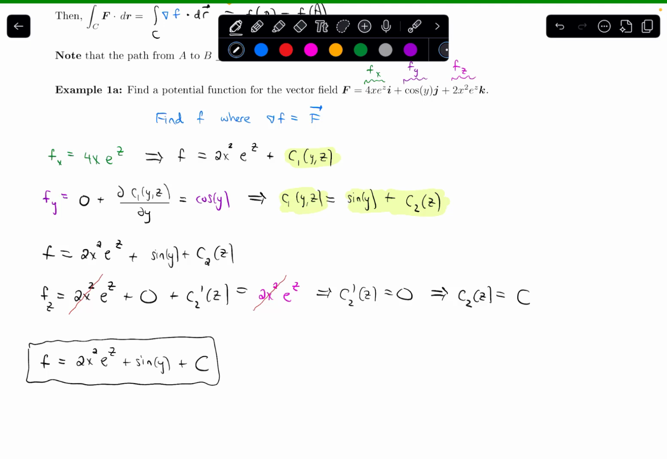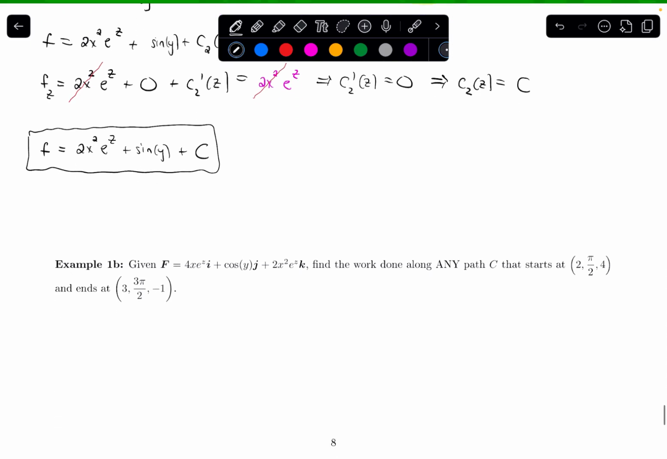Okay, so let's do part B now, which is, given the vector field f that I was working with, find the work done along any path C that starts at this point and ends at this point. So I'm trying to find work. And remember that work is the integral over my curve of my vector field dot dr. That's how I notate this line integral.